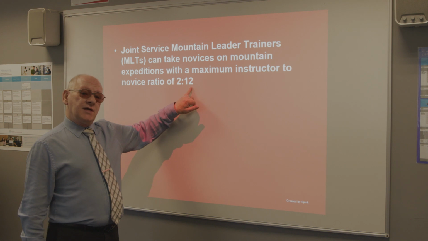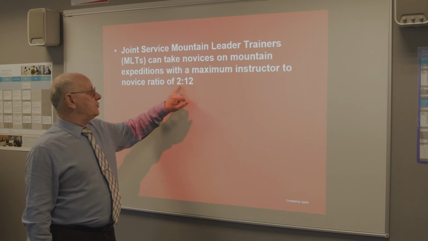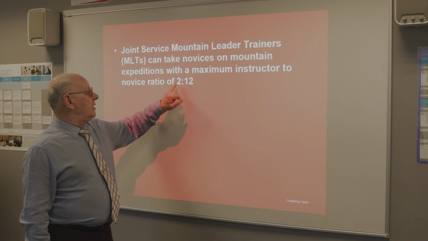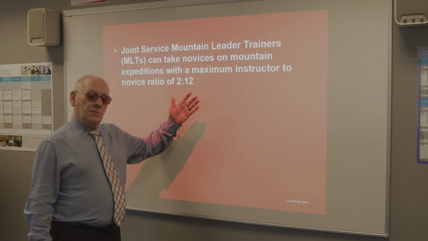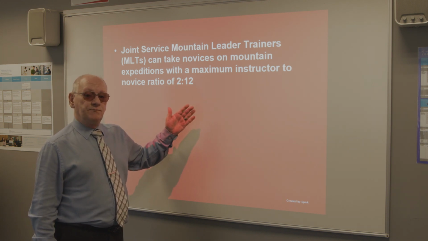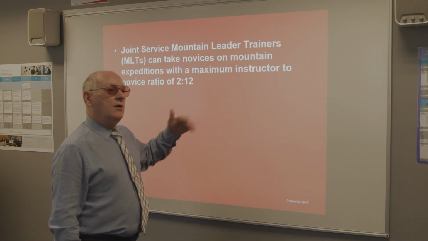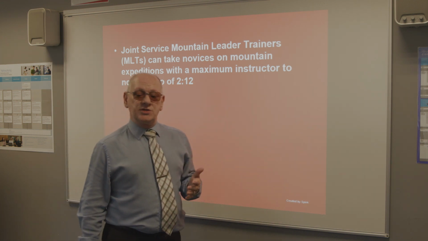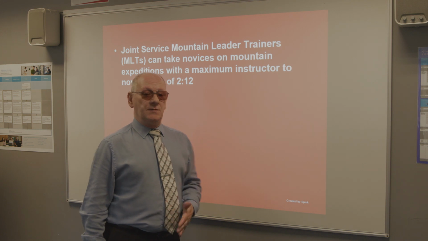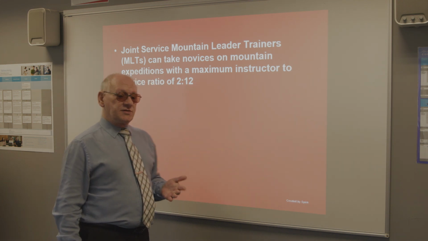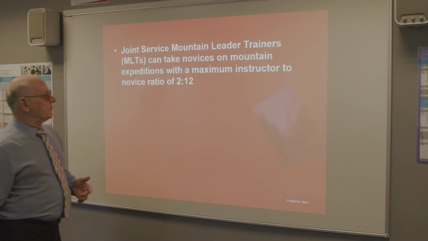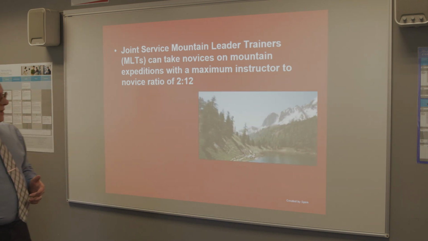We can cut that down. If it's 2 to 12, it's 1 instructor for 6 trainees. That's keeping the ratio the same. And it's important that we do that throughout any ratio question, that we keep the ratio the same. We might change the numbers, but the ratio stays the same.